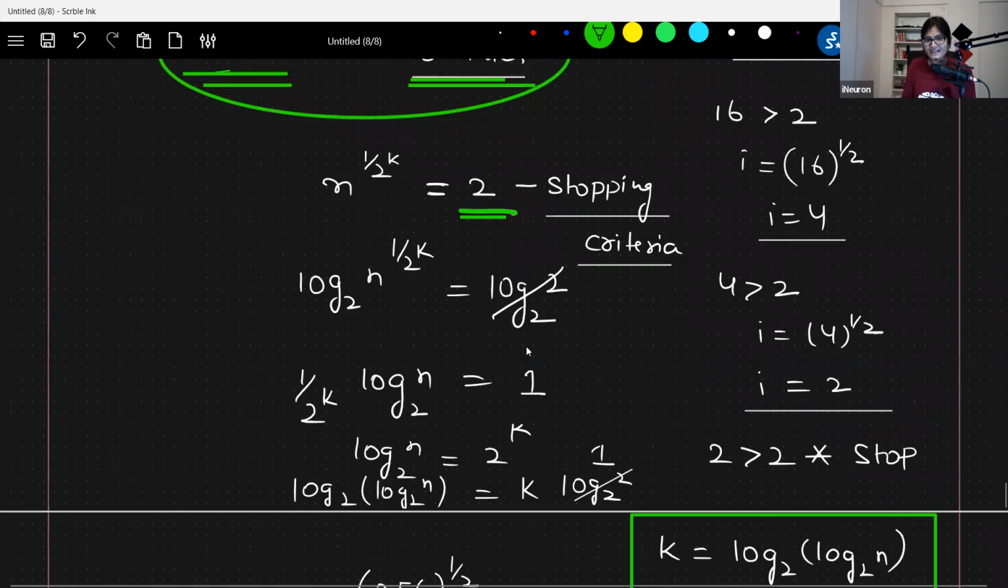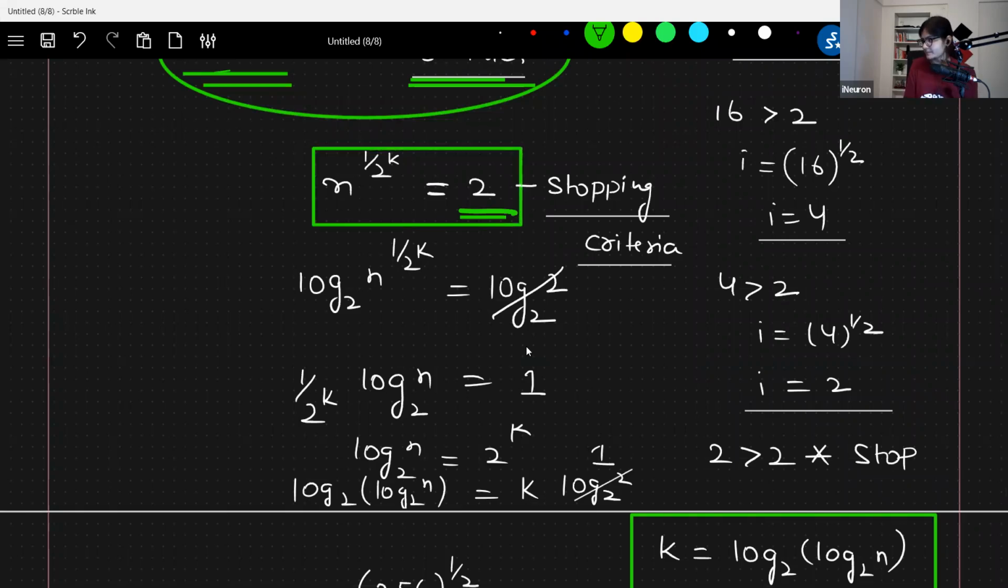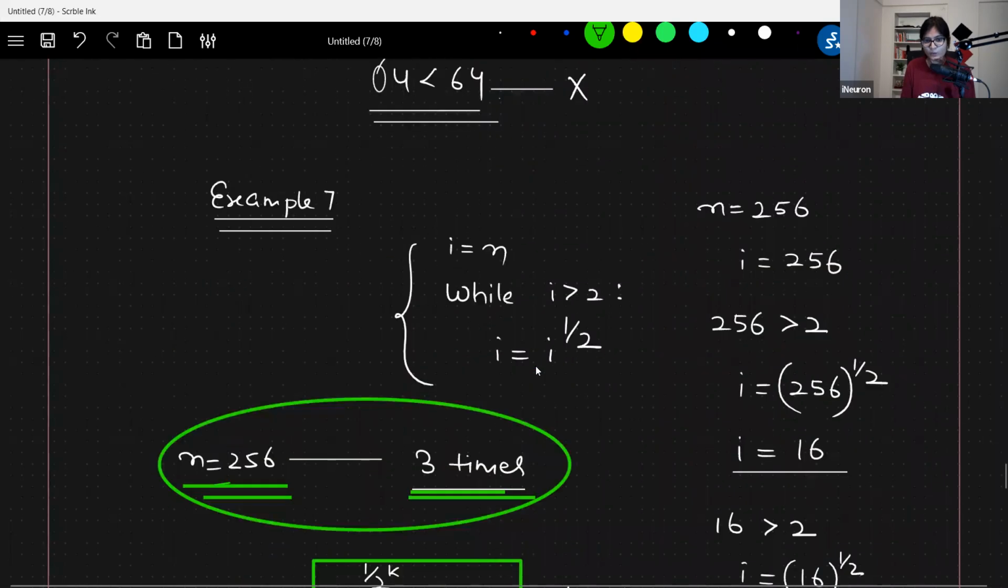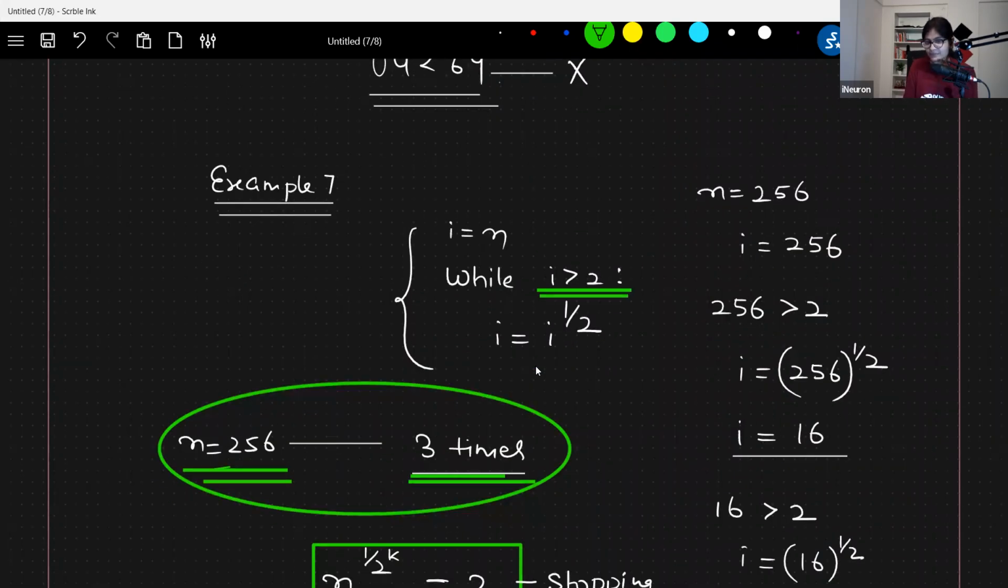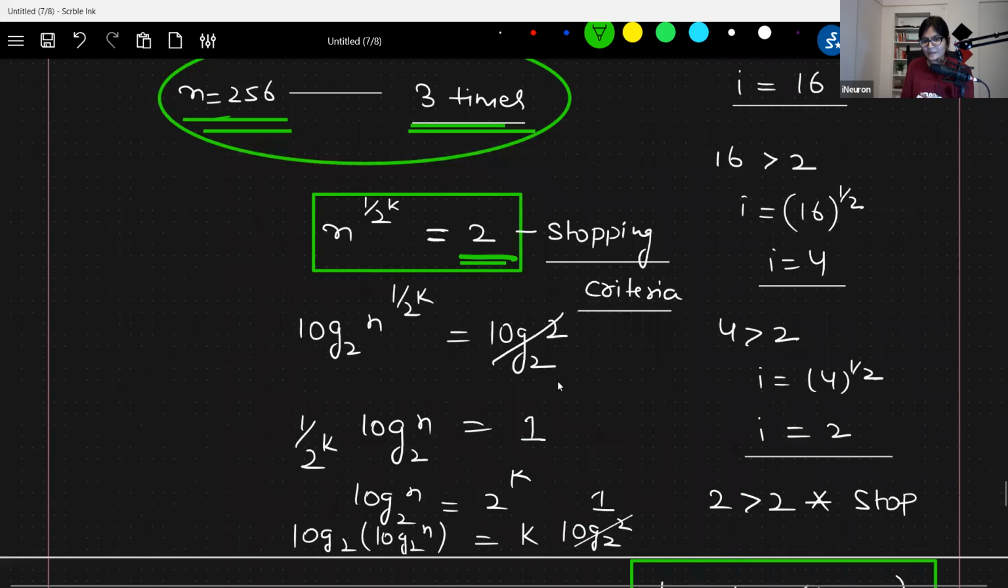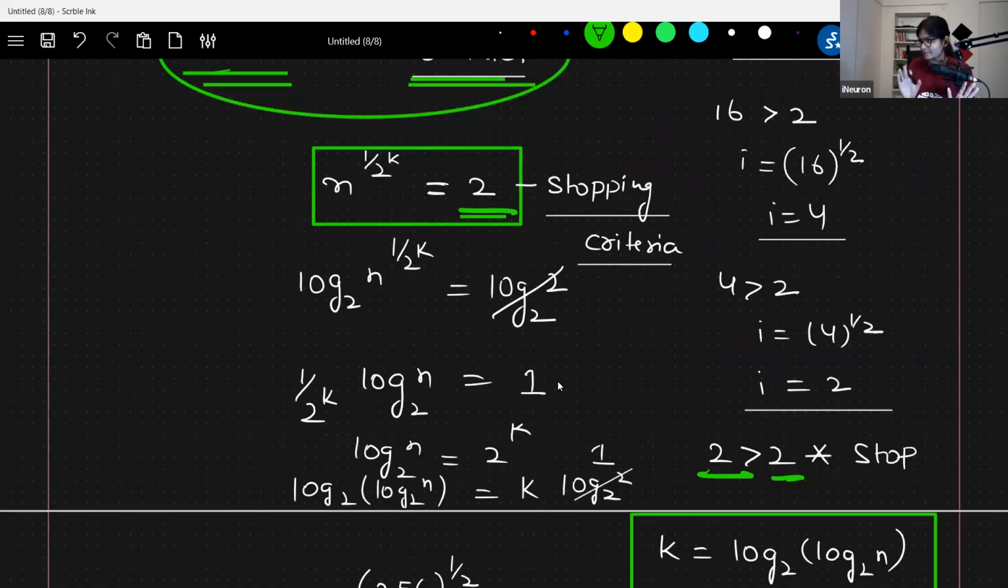So here, first of all, is this part clear, how this is coming up? Stopping criteria not clear? We are saying, what is the criteria? When the value of I is equal to 2, at that point of time, it will not go inside this particular statement. Can I say this? You can refer to this example, which is written on the right hand side. For 256, when the value becomes 2, it is not going inside the statement, right?